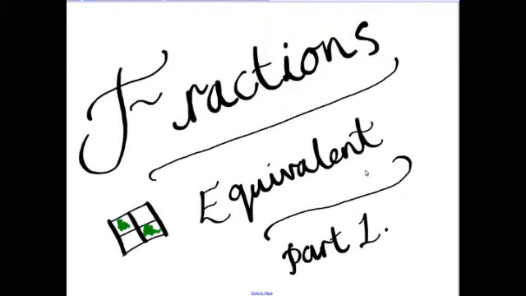Hey, today we're going to look at fractions, specifically equivalent fractions. So when we consider fractions, they are a proportion of a whole amount. If we take a look at a representation here, we have a rectangle and part of it is shaded green.